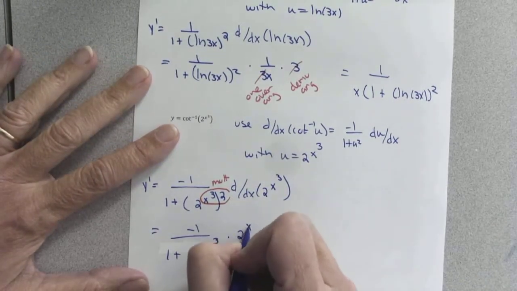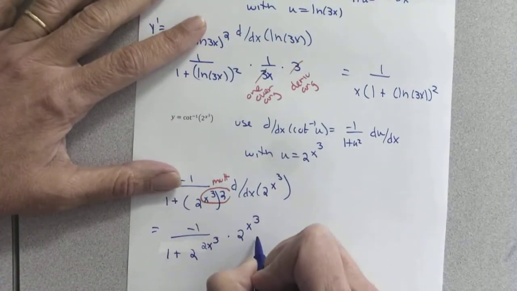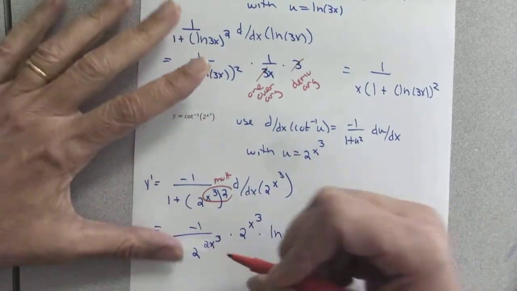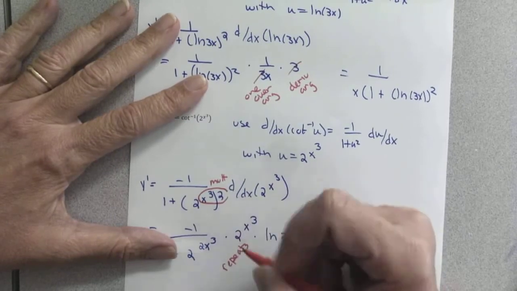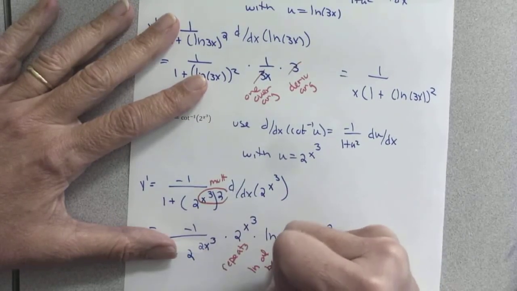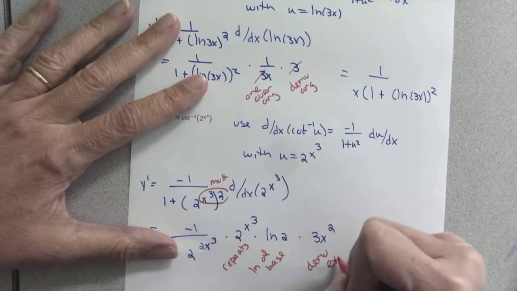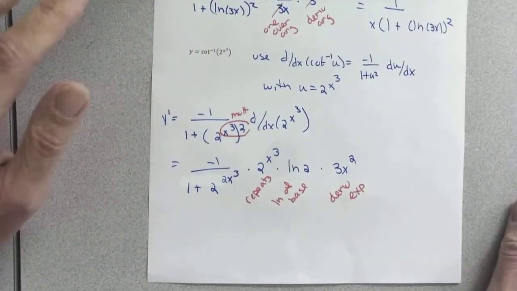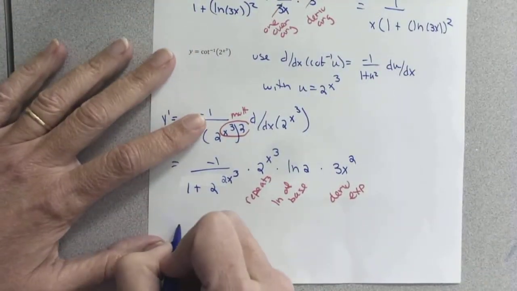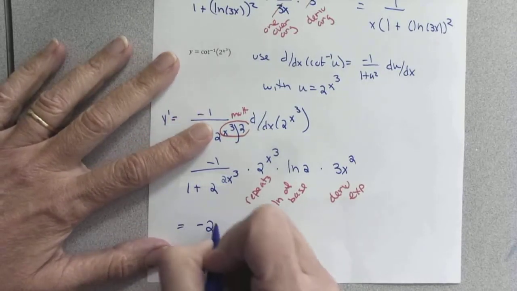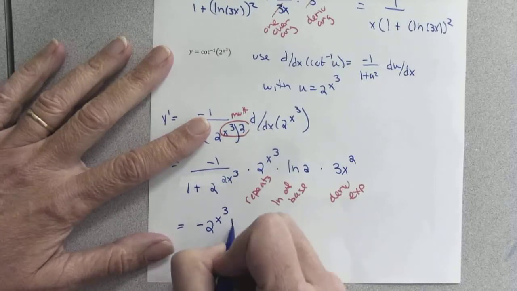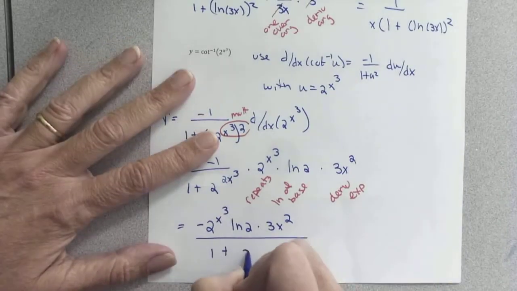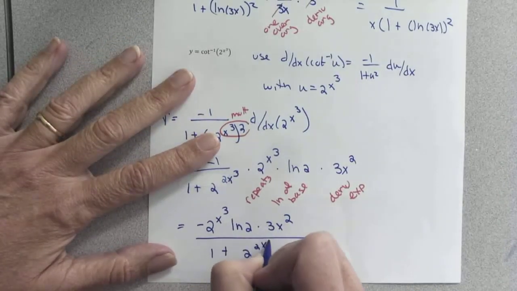Then that derivative in there, and so we remember our words that it repeats. Natural log of the base, derivative of the exponent. And then there's not much you can do to clean this up. There really isn't. I put a negative sign in front of it, but then 2 raised to the x cubed, natural log of 2, 3x squared, all over 1 plus 2 raised to the 2x cubed.